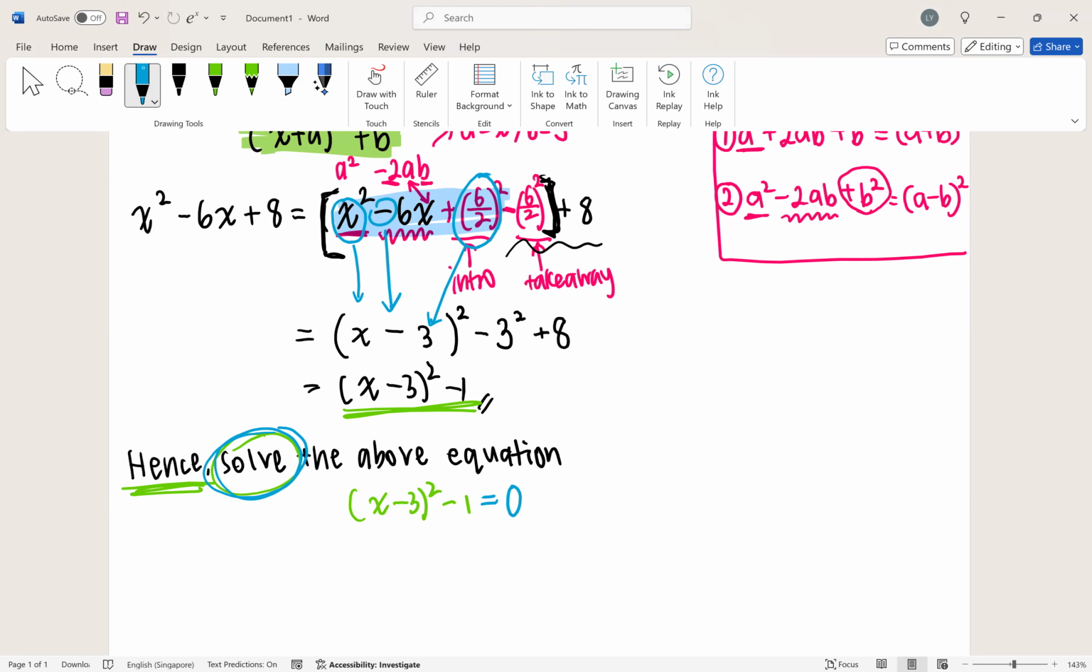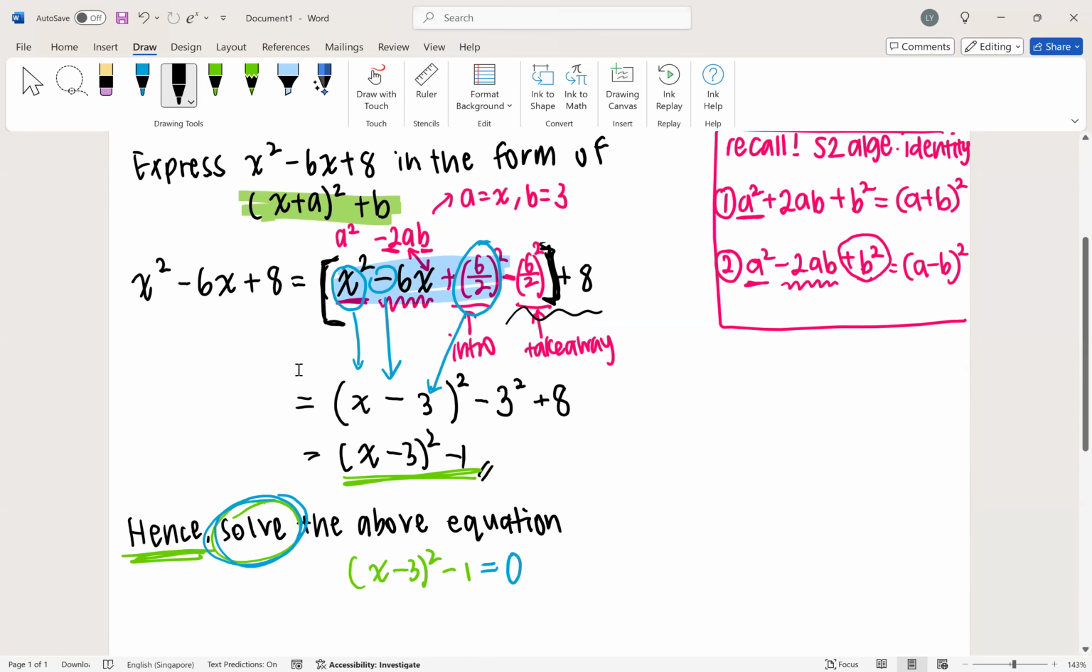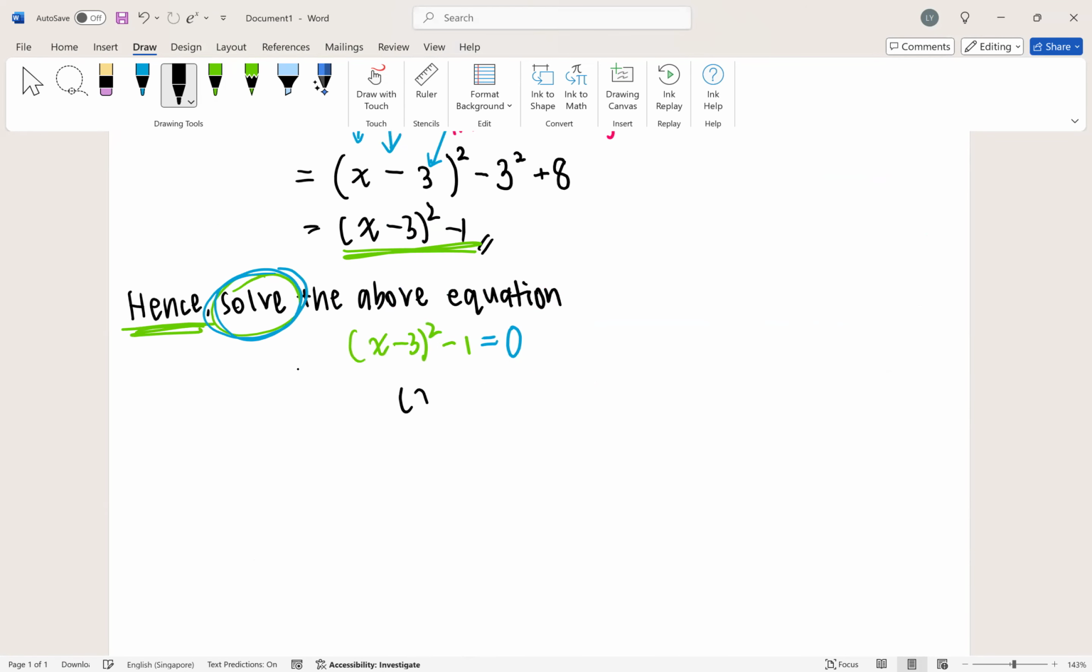Now, how do I go about doing it? Who do I have to target first? Yes, -1. So what do I have to do with both sides? +1. Very good, +1. So I have this person now. Great. So far, so good? Yes. Who do I need to get rid of next? How do you get rid of the square? So now I have this, right? Get rid of the square. What happens when we square root? Very good. Plus, minus.